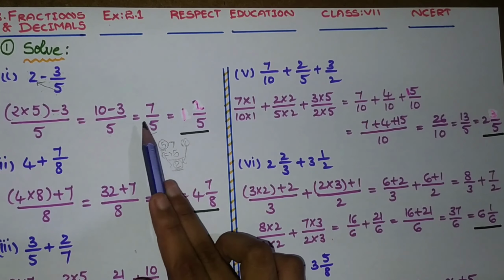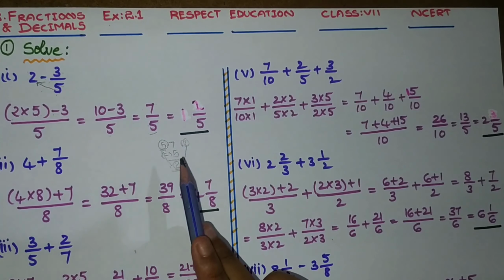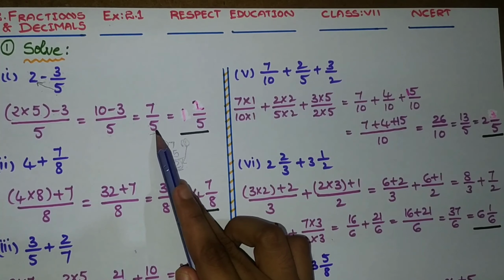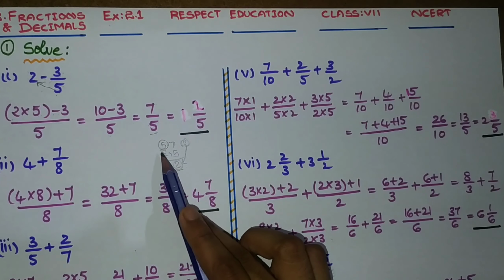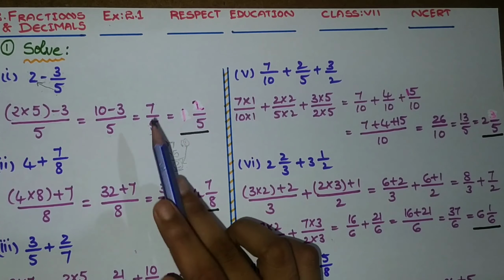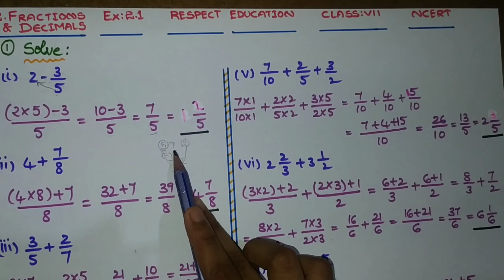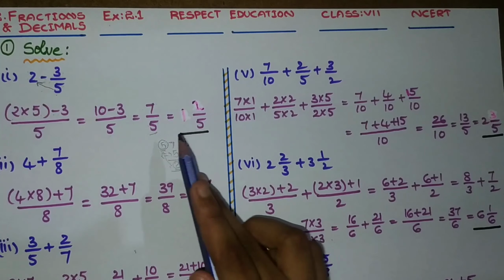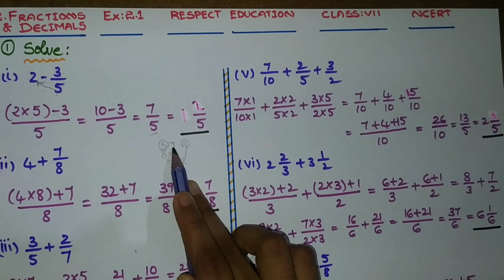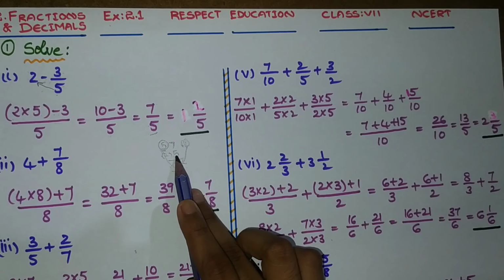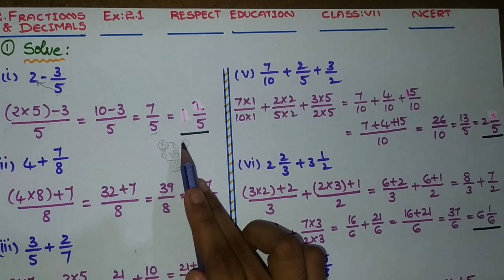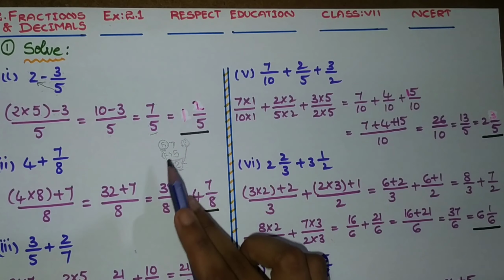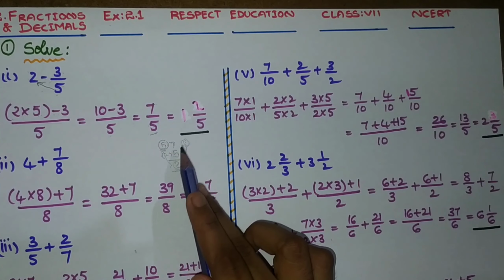To convert an improper fraction into a mixed fraction, we should do division. Now let us see how to do this division. See here, friends, this 5 should be written here as a divisor, and this 7 should be written here as a dividend. So it is 7 divided by 5. 5 ones are 5. 5 twos are 10, and 10 is bigger than 7. So let us take 5 ones are 5.